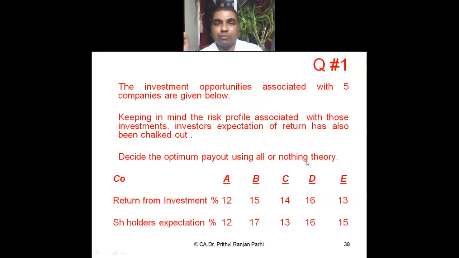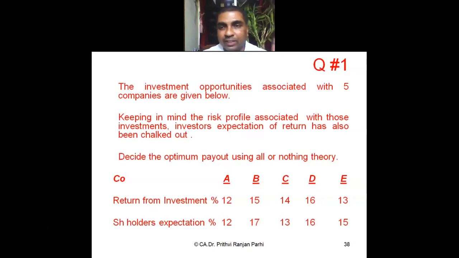All or nothing means we are talking about Walter's theory. It says the investment opportunity associated with the five companies. There are five companies. This is their return from the investment. This is the shareholders' expectation of the cost of equity. We have to suggest what they should do. What is their payout? How much they should pay? We have to answer this question.